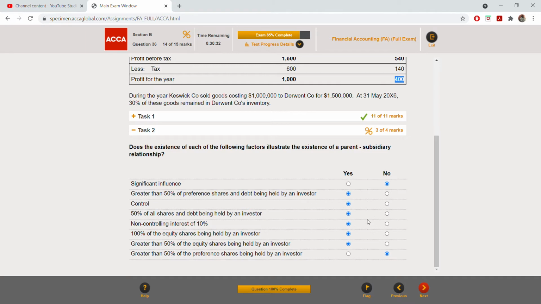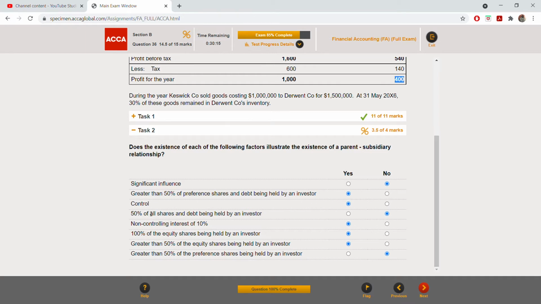The mistake is this one is supposed to be no. Greater than 50% of, wait, 50% of shares held. This is no. Okay, when it's 50%, no.